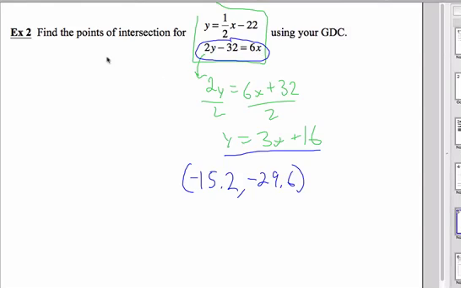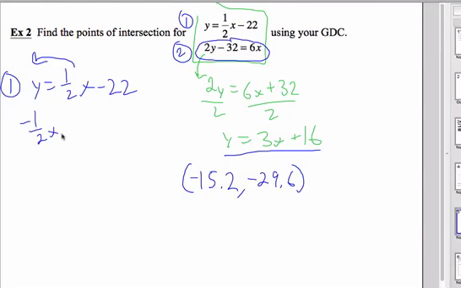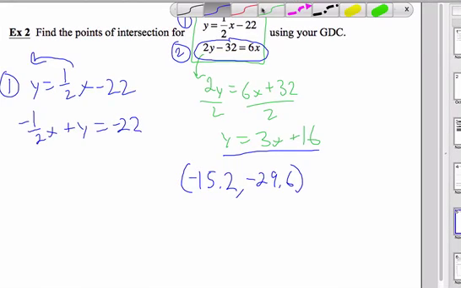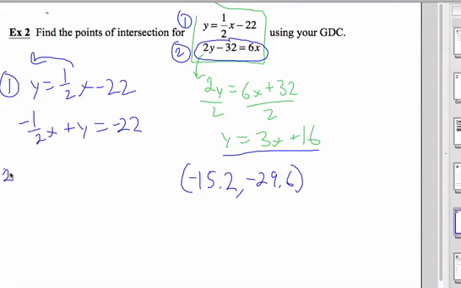I'm going to label this equation 1 and equation 2. Equation 1 is y equals half x minus 22. If I want to get the x over on the other side, I'm going to subtract half x. So negative half x plus y equals negative 22. Now we have it in general form. The fraction doesn't matter because we can type the fraction on our calculator. We don't really need it in actual general form where you have to have integers.